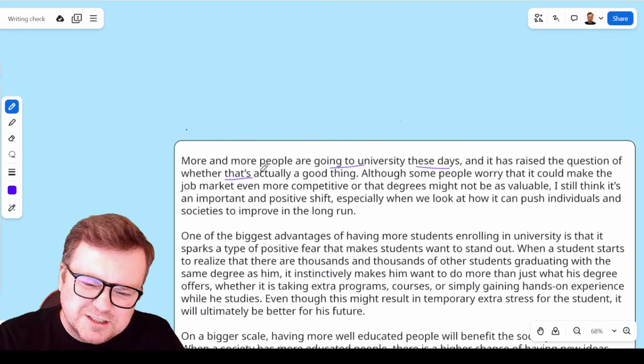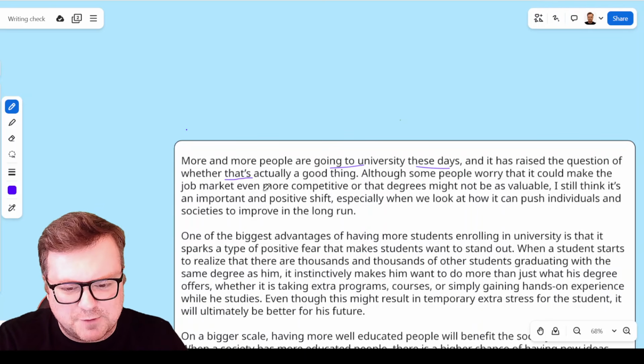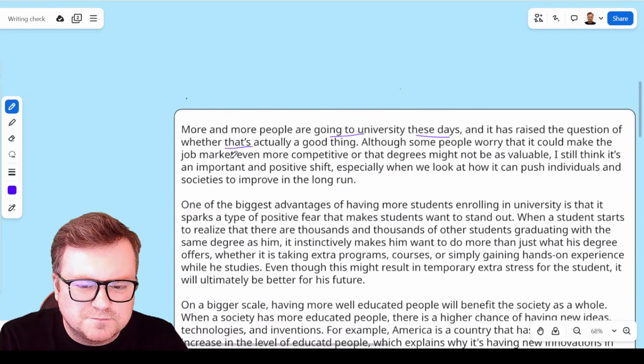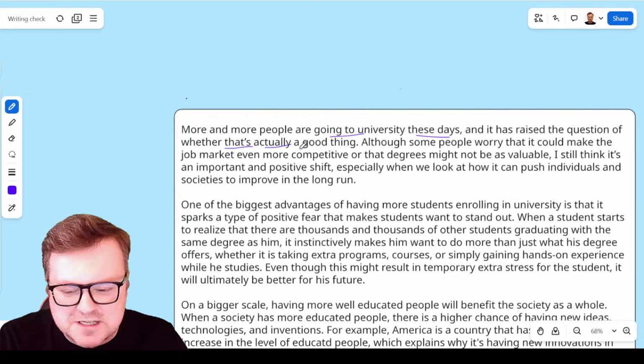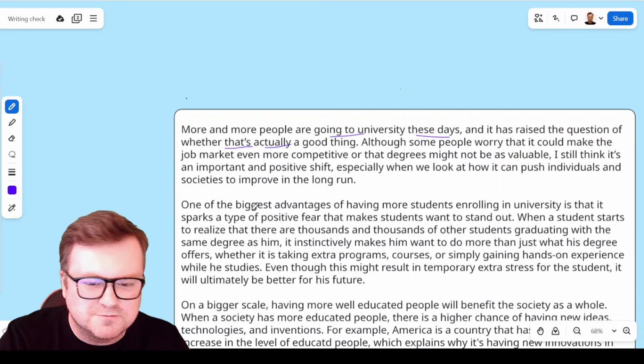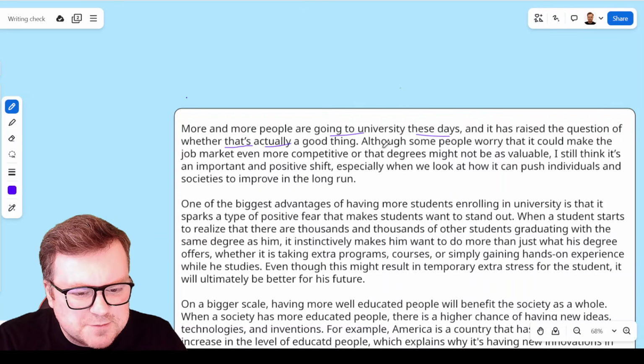And actually, I don't know about the use of actually here. Sometimes actually in academic writing is fine. But here it feels a bit conversational, and this has raised the question of whether it's a good thing or not. But okay, let's keep going.